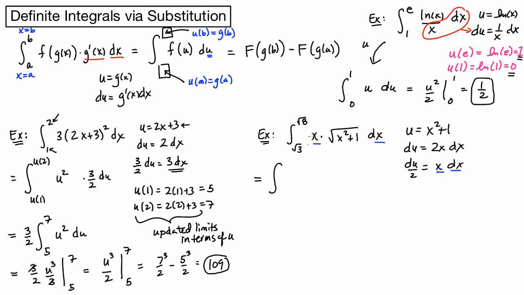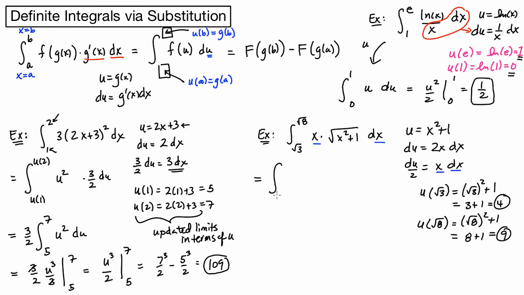Okay, if we update our limits of integration, I need to know in terms of u what is square root of 3. So u at square root of 3 is the square root of 3 squared plus 1, or 3 plus 1 equals 4. And our upper limit of integration is going to be the square root of 8 squared plus 1, or 9. So our new limits are 4 to 9. x dx is du over 2. And we simply have the square root of u.